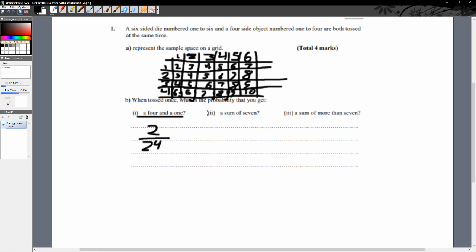Now here it asks you, what's the probability you get a sum of 7? Well, because we did this sum chart here, you can just look and see how many times you get a sum of 7: 1, 2, 3, 4. So a sum of 7 will happen 4 out of the total 24 possible times. And here it asks a sum more than 7. So similarly, we can just count 1, 2, 3, 4, 5, 6 out of the total 24 numbers are higher than 7. And that wraps up this video on probability for IB Mathematics SL.